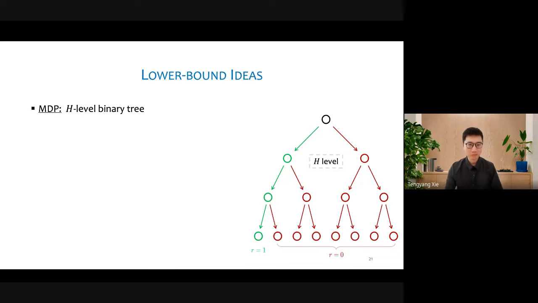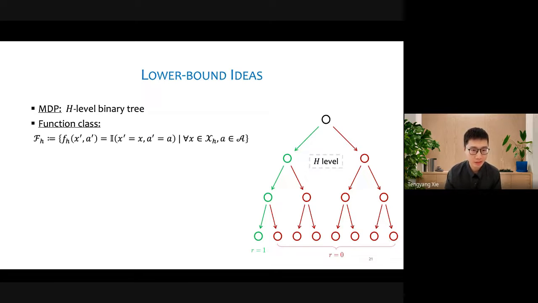Yeah. So the lower bound construction is roughly here. Suppose we have an H-level binary tree as our MDP. I will only use 3 levels here, but we will have H levels in our construction. And also consider the following function class, formally defined here. What does that mean? It means for each level h, every function will only have value 1 for one path, and the others will be value 0.